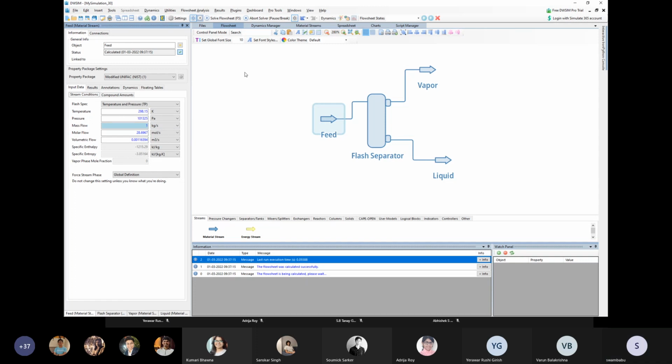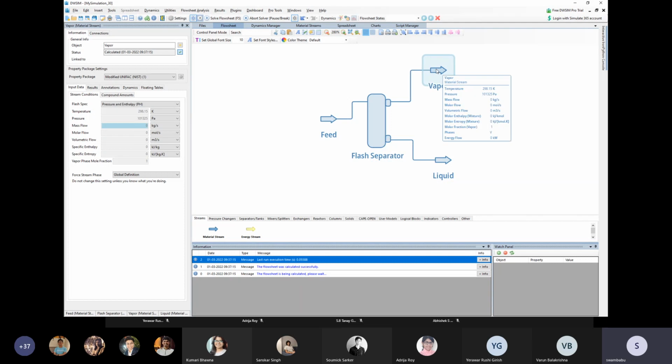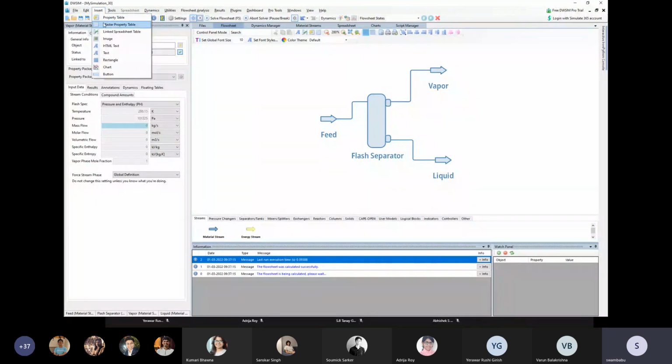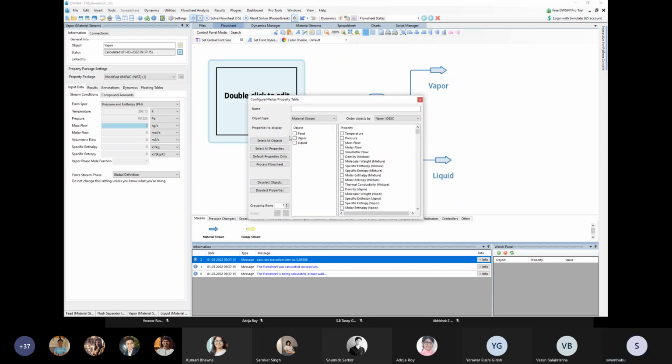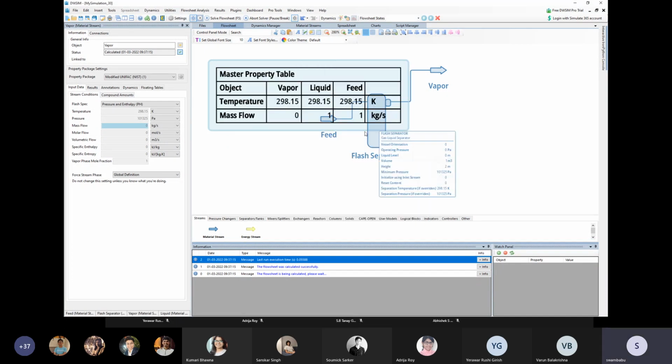Let's see the table. How do we get the table here? Property table. Anyone remember based on yesterday's discussion? If you want to display the values, what should I do? So from insert. Oh yes, very good. So insert master property table. It will come here. If you double click, we wanted to see feed, vapor, liquid conditions. So we want to see temperature and mass flows. Let's see, we wanted to see these two.